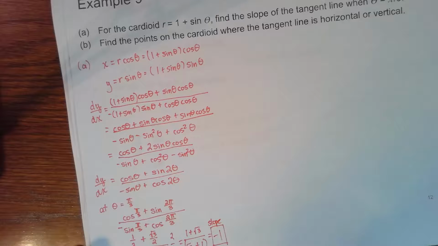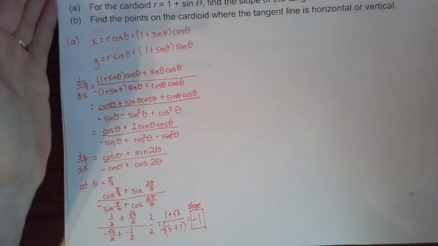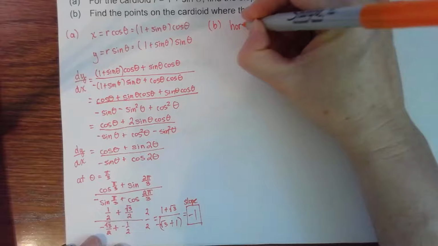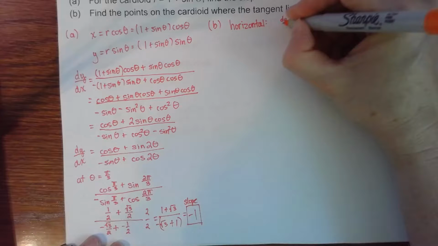When theta is pi over 3. All right, so that takes care of the first question, and now we need to go on and look at part B. So we want to find the points where the tangent line is horizontal and where it is vertical. Okay, so let's go ahead and do horizontal first. So of course we know to look at when the derivative is equal to 0.